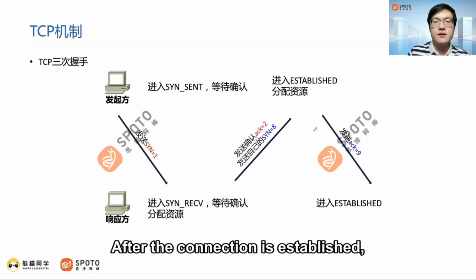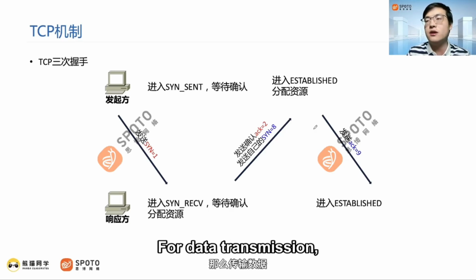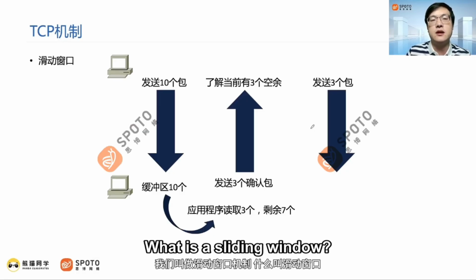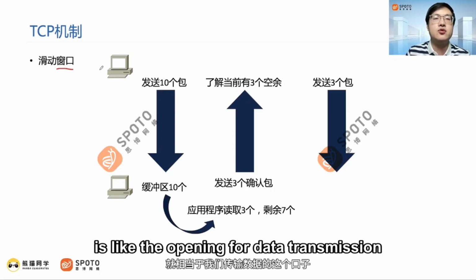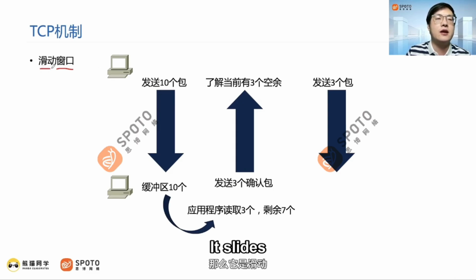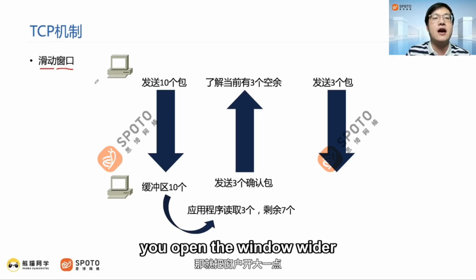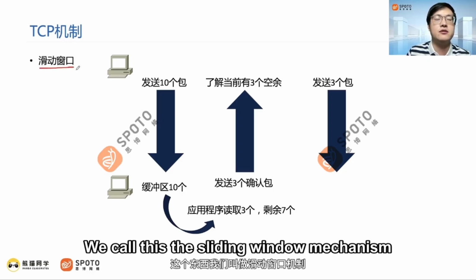After the connection is established, it's time to transmit data. Right? For data transmission, there is also a mechanism. We call it the sliding window mechanism. What is a sliding window? This window is like the opening for data transmission. It slides. Sliding means it can grow larger or smaller, just like opening a window. If the wind is strong, you make the opening smaller. If there is no wind, you open the window wider. We call this the sliding window method.